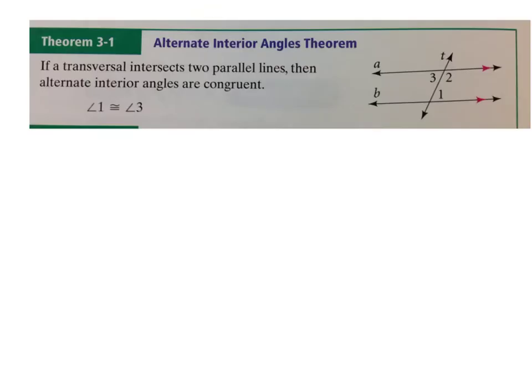Now the first theorem we have in Chapter 3 is called the alternate interior angles theorem, which says if you have a transversal intersecting two parallel lines, then the alternate interior angles are congruent. Hopefully in this figure you realize angles 1 and 3 are alternate interior angles. If your lines are parallel, then those two angles will be congruent, and we're going to look at a proof of that shortly. But first, I want to show you how we're going to write this theorem in our class.